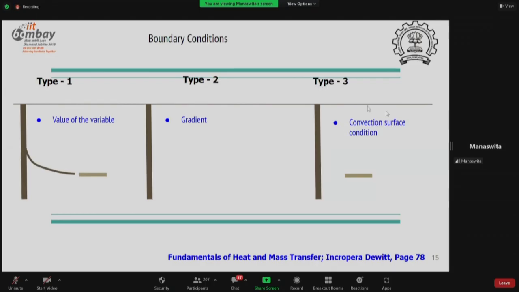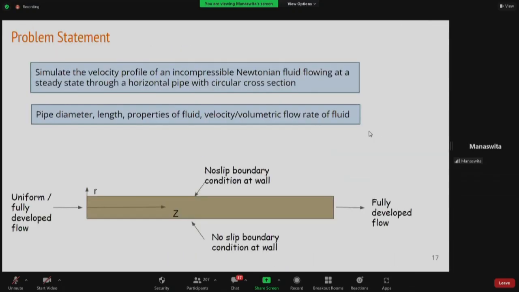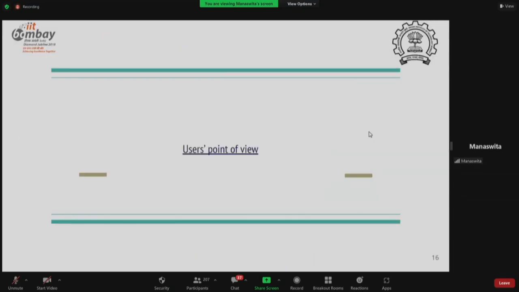And for heat transfer, of course, this is not for fluid flow. For heat transfer, there is another boundary condition. We'll not discuss that. Now, coming to this, this is the background of the problem.